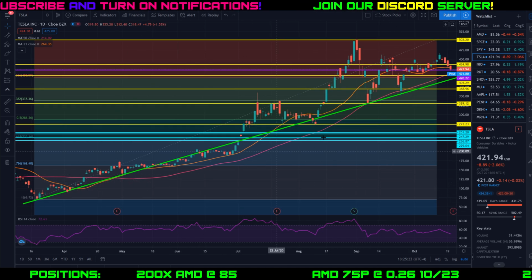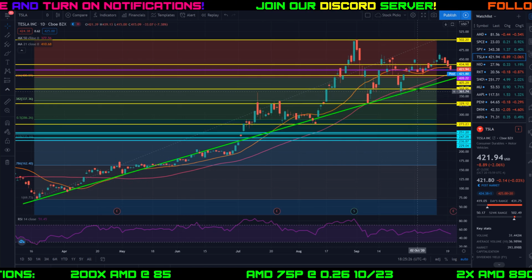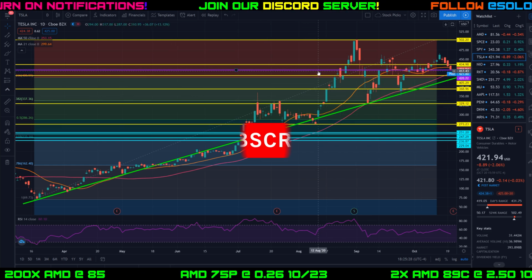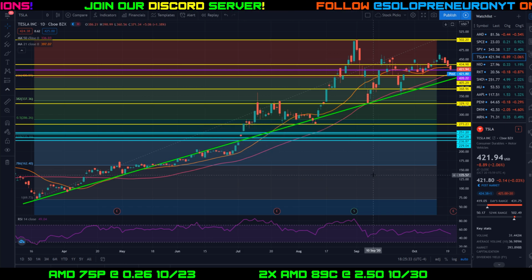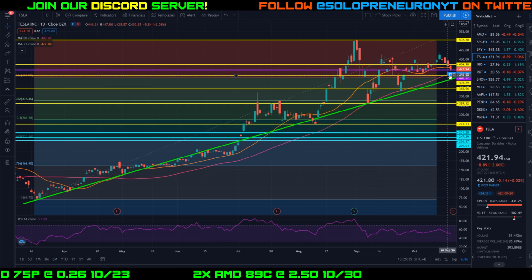You can see we drew an overall trend line, some fib levels, some areas of support and resistance. I drew this purple line at 420 basically, because whether we like it or not, that probably is going to act as an area of support, which we saw today.